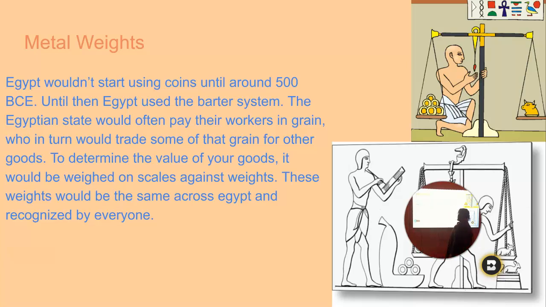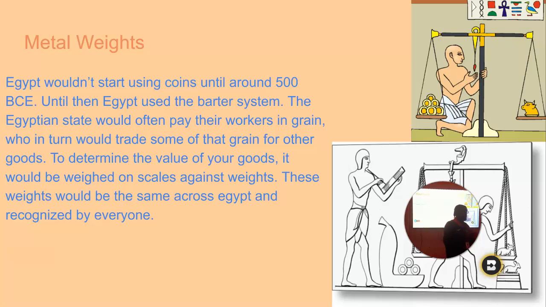If they weren't using money, they used the barter system and they used grain, right? Now, you would get paid in grain, and then what would you do with that grain? Eat it or trade it. Those are the two things that you did with it, right? So you would trade some of that grain for other things that you needed.